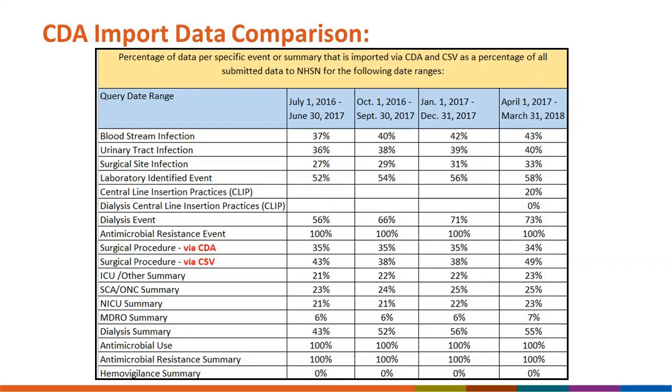Besides AU and AR, which are 100% CDA imports, notice that Lab ID and dialysis events are the highest at 58% and 73%, respectively. The MBRO summary remains the lowest. The percentage for most events are slowly increasing. Next slide.